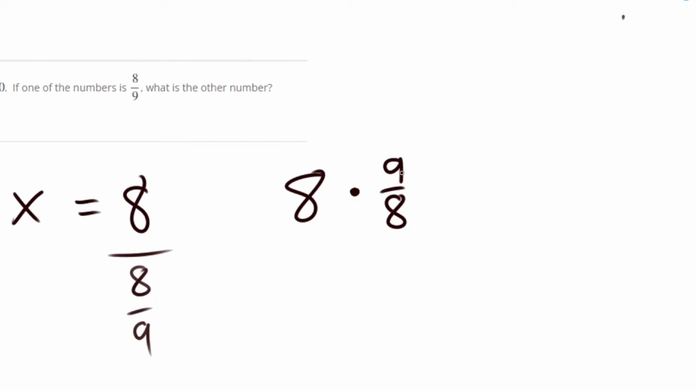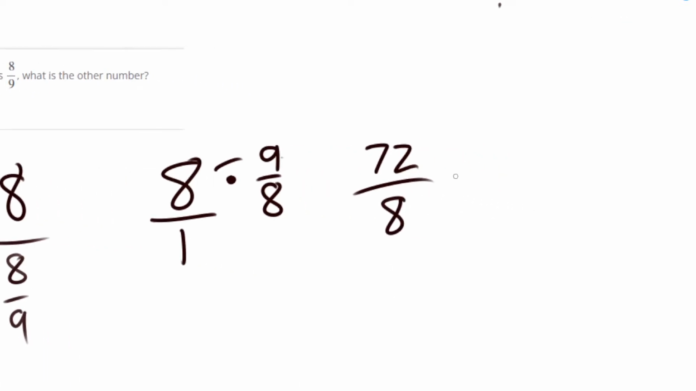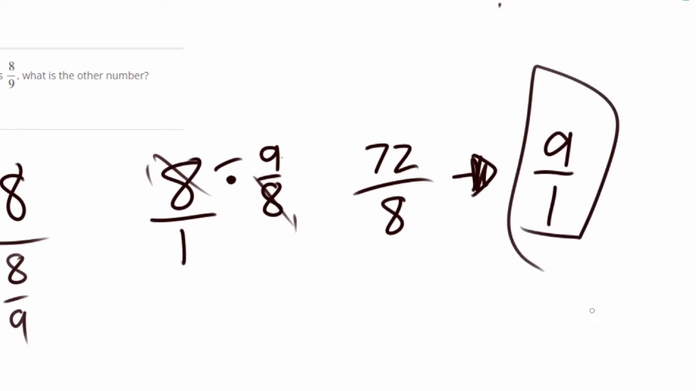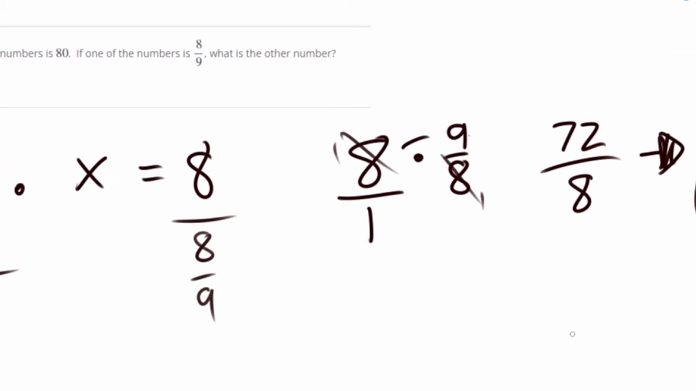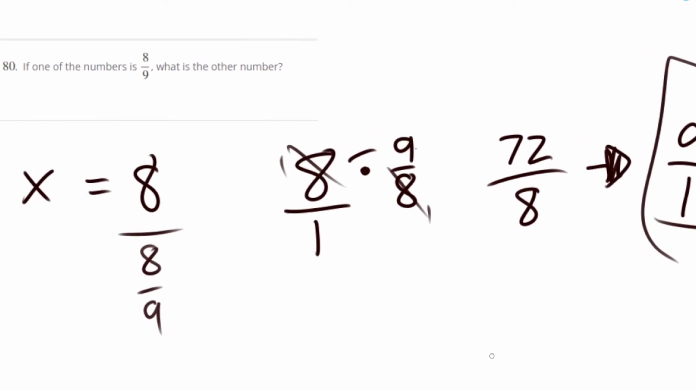Anything divided by 1 is itself, so this 8 can have this divided by 1. So 8 times 9 is going to be 72, and 1 times 8 is going to be 8. And then this can simplify further. We could have done this where this goes to 1, which is the same as 9 over 1. So the other number, hold on, should be 9 over 1.